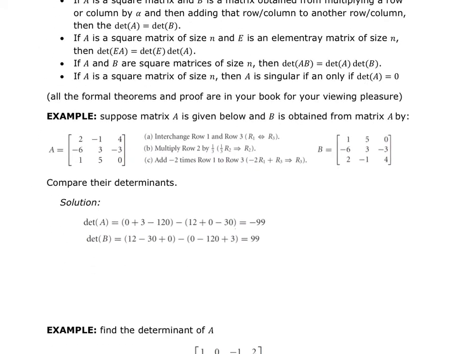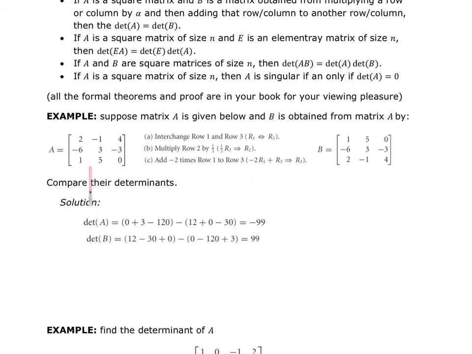So we look at our first example here and it says, here is matrix A, here is matrix B, and these are the things that I did to A to get to B. I interchanged row 1 and row 3. I multiplied row 2 by 1/3. And I added -2 times row 1 to row 3.